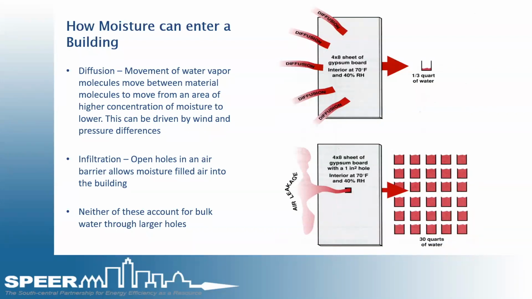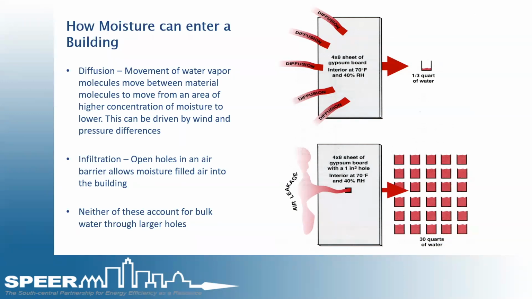If you look at this, and it's all across the internet where you can do the research, vapor diffusion is basically just moisture that moves through the building envelope. You can't really stop it, and you don't want to stop it, especially in this climate zone. You just want to allow it to dry in or dry out. This is an example of a 4x8 sheet of sheetrock. You have an interior temperature of 70 degrees and the outside relative humidity is 40%. Vapor diffusion alone moves about a third of a quart of water per hour. That doesn't seem like a whole lot, but it can move through that. It's not really going to damage products.